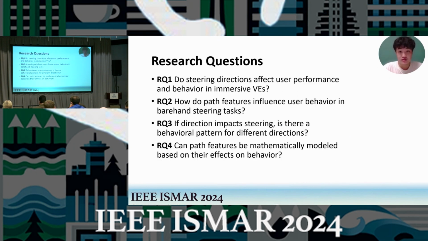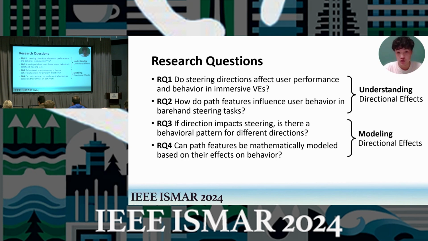Based on the inspiration from the aforementioned previous works, we aim to explore how different steering directions and path features impact user performance in virtual environments, and whether we can model these effects mathematically. Therefore, four research questions were proposed in this work, where RQ1 and RQ2 focus on understanding user behavior, such as understanding the effects of direction and how bare-hand steering influences user performance on different path configurations. And RQ3 and RQ4 attempt to model these behaviors if certain behavior patterns were discovered.